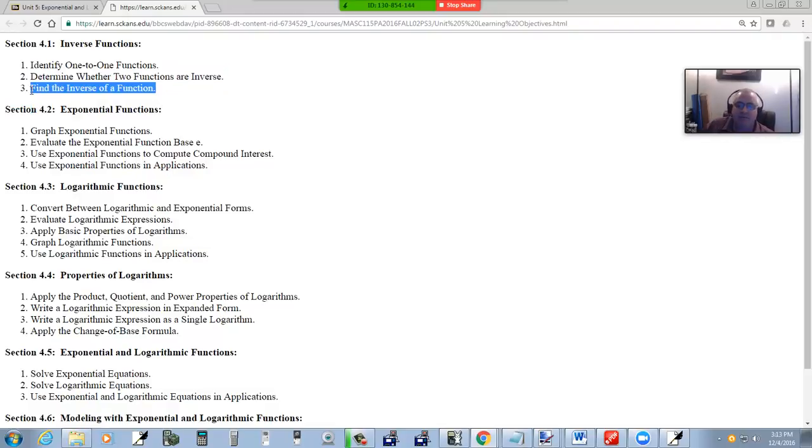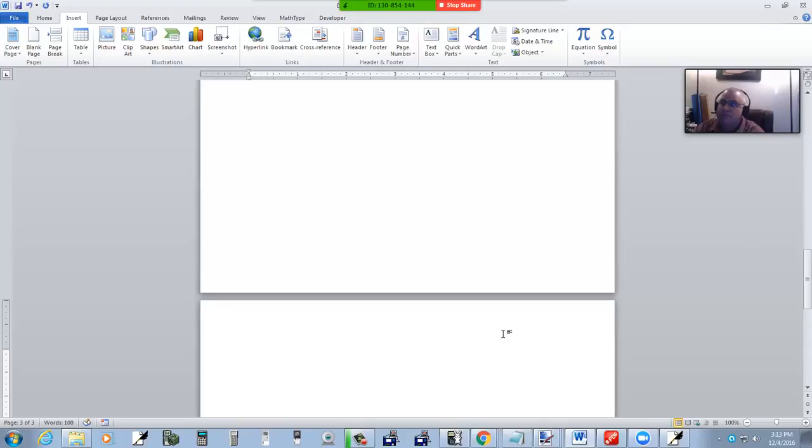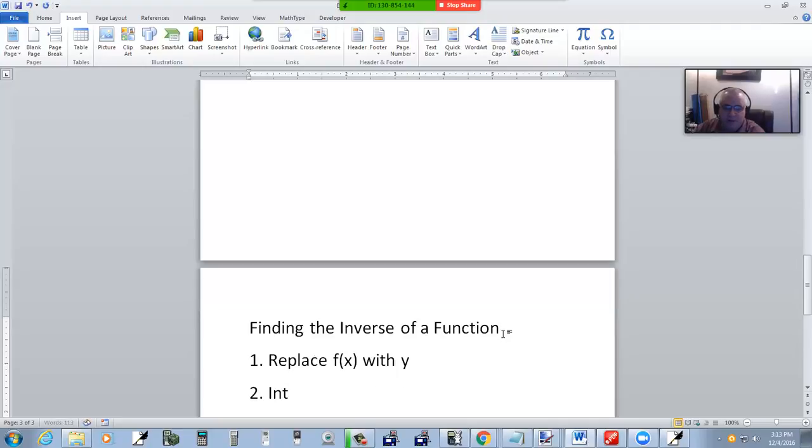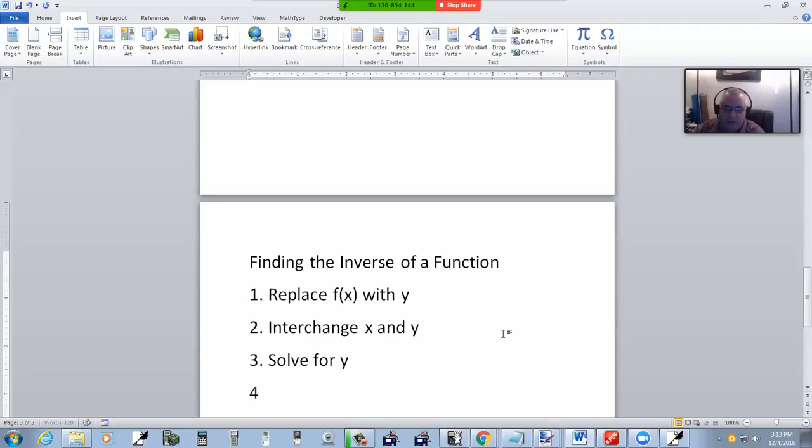Now our third topic here is to find the inverse of a function. So finding the inverse of a function. Step 1. Replace f of x with y. Step 2. Interchange x and y. Step 3. Solve for y. And step 4. Replace y with our inverse notation.